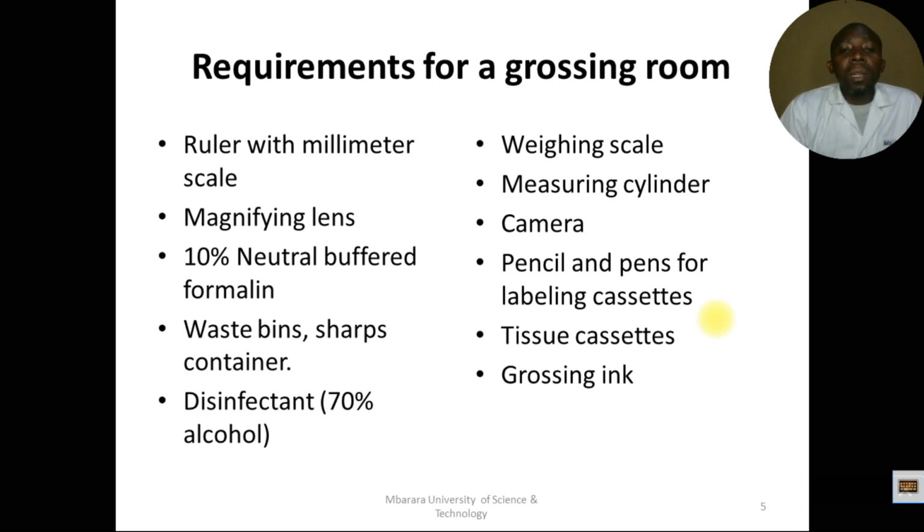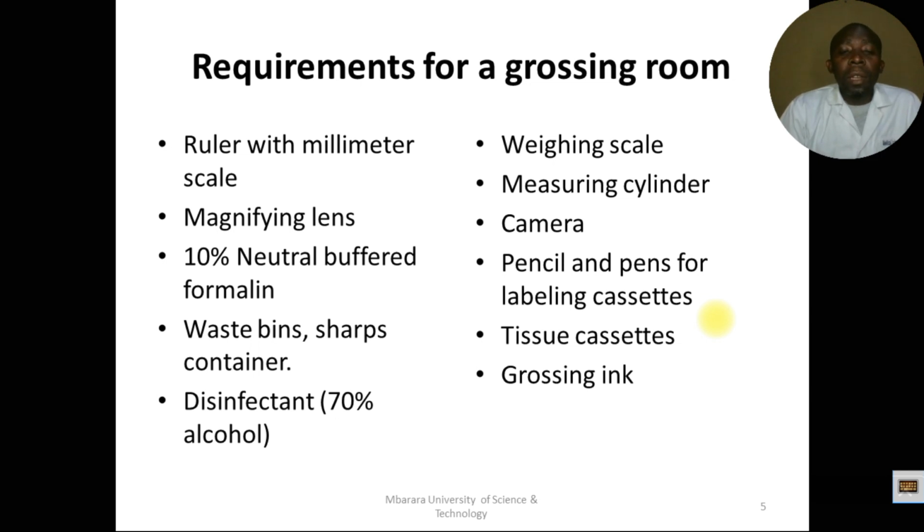We need the waste bins, because we are going to have a lot of waste, a lot of what we cut off and what remains of the tissue. So we must have where to dispose of the waste. The sharps, we are going to be using scalpels, blades, and after we have used them, we need to dispose of them. So we need the sharps container as well.